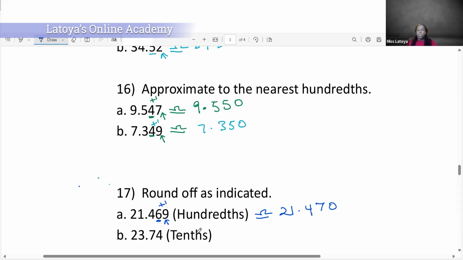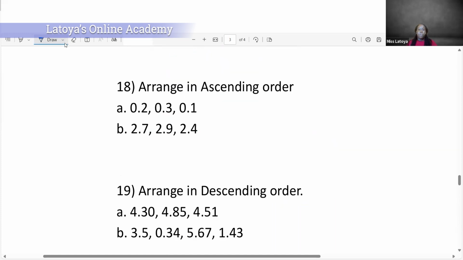Here we are rounding off to the nearest tenths. That's a 7 here. Look at the digit on the right to see if it's less than 5 or 5 and greater. It's less. So our answer will remain as 23.7.